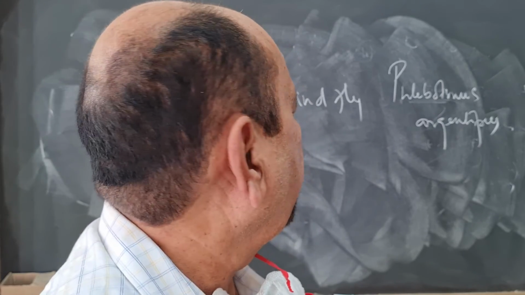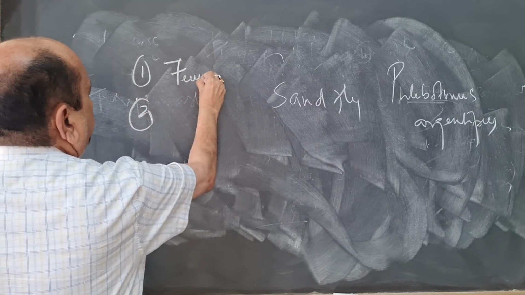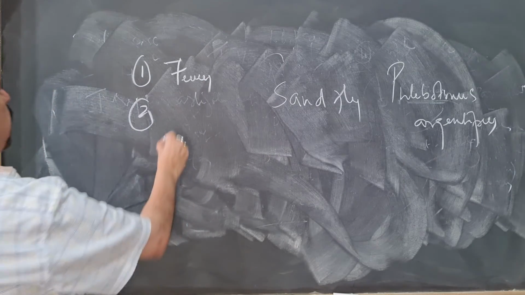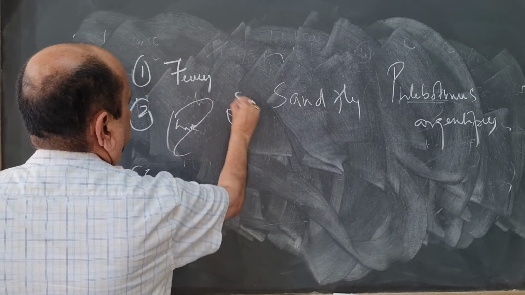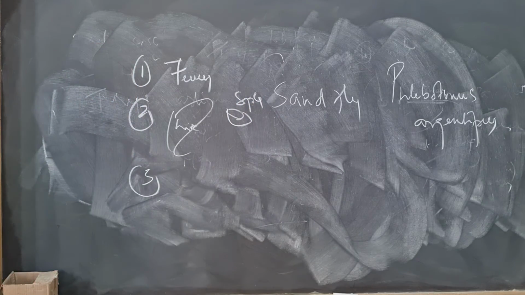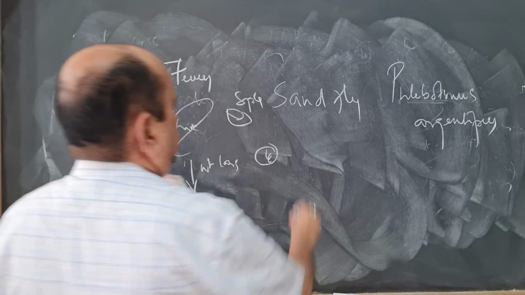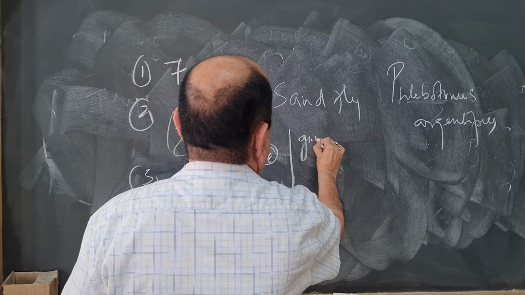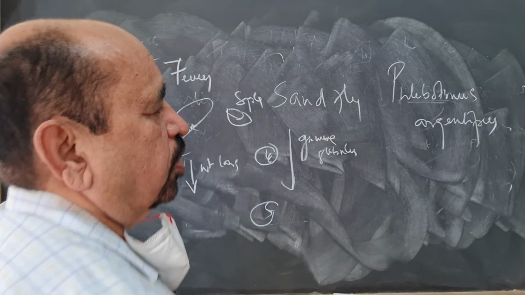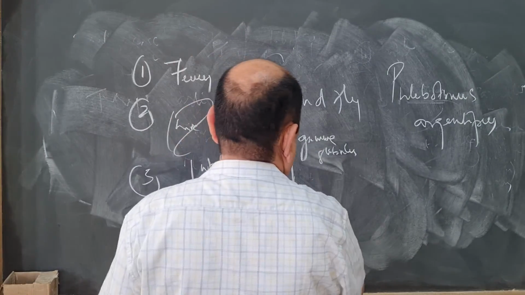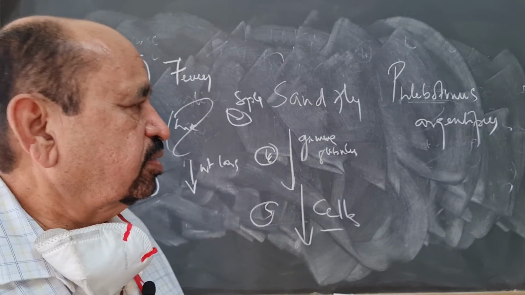The pentad: fever, hepatosplenomegaly, weight loss, hypergammaglobulinemia, and pancytopenia. Pentad means five. One is fever; both liver and spleen get enlarged, hepatosplenomegaly; weight loss; increase in gamma globulins; and the fifth one is pancytopenia, a decrease in the cells.